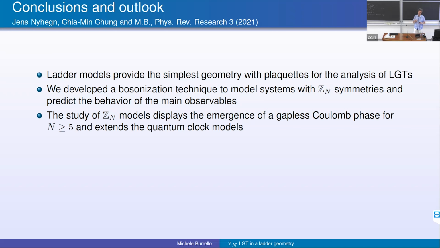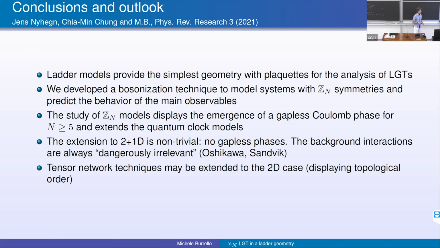One of the main features of the Zn models is that in this one-dimensional setting with the ladder, there is a gapless phase, that is a Coulomb phase, that appears for n greater than or equal to 5. If we try to extend this to a truly two-dimensional system, however, we run into trouble because this gapless phase disappears, and the physics is essentially dictated by the fact that these Zn deformations of the U(1) theory are dangerously irrelevant. However, let me also point out that we used DMRG, but one possibility to address two-dimensional systems would be to extend tensor network calculations to PEPS, and it can be done by fulfilling the gauge symmetries.